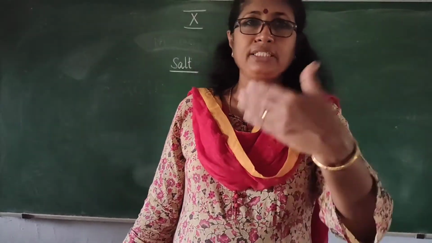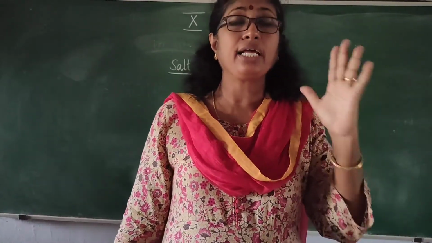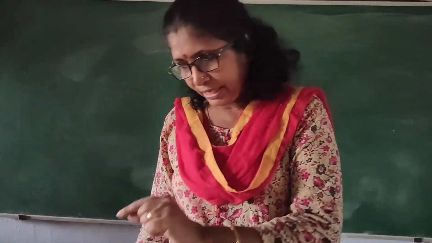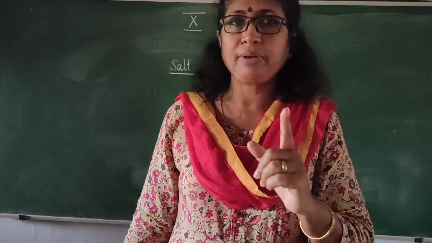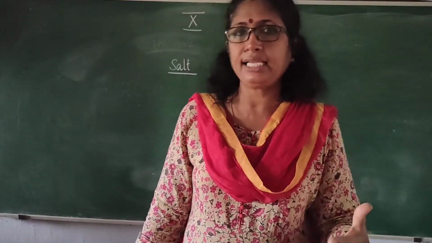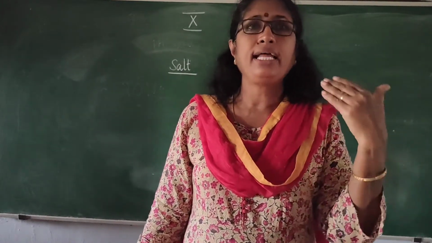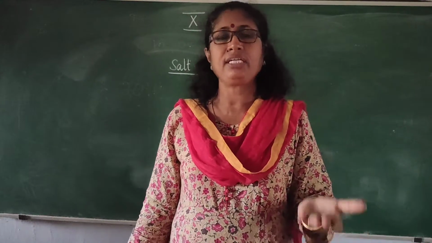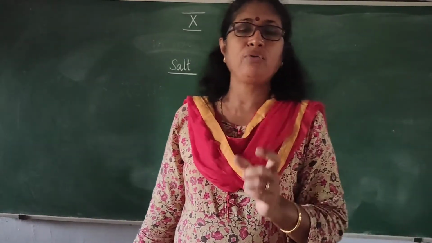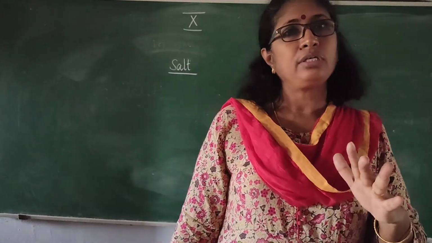Now about pH, we have discussed. If pH is 7, it is neutral. If pH is 7, then the color of the pH paper will be green. If pH is less than 7, the substance is acidic and the color of the pH paper ranges from yellow to red. And if the pH is greater than 7, it is basic. Then the color of the pH paper will be from bluish green to violet. So we have finished these three.